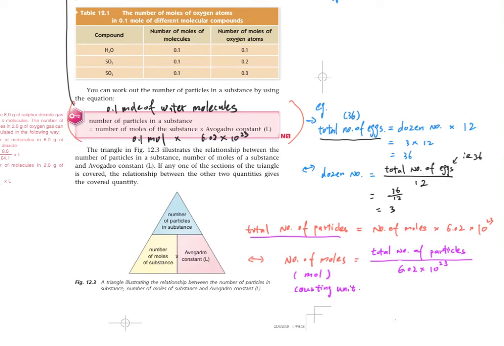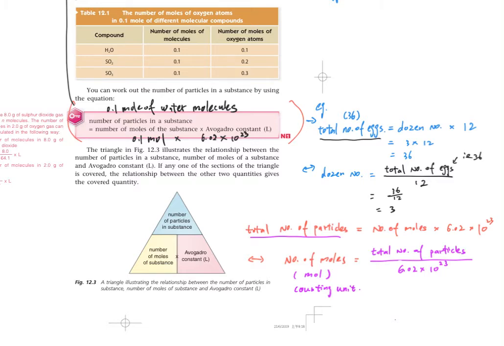For example, on the right hand side, total number of eggs, for example 36, is equal to the dozen number times 12. That means it should be 3 dozens, times 12, then equal to 36. And this equation can also be converted into, if we want to find the number of dozens, the dozen number equals the total number of eggs divided by 12. Then 36 divided by 12 is equal to 3. So the dozen number is 3. So this equation can also be interconverted.